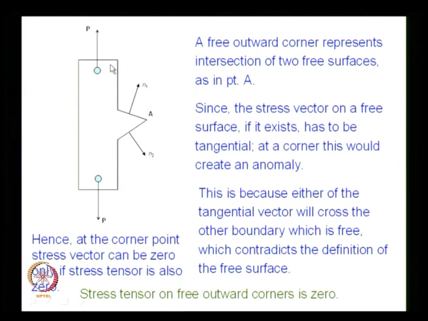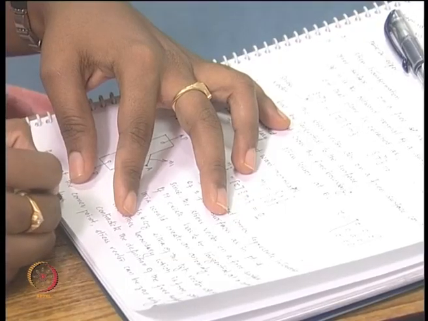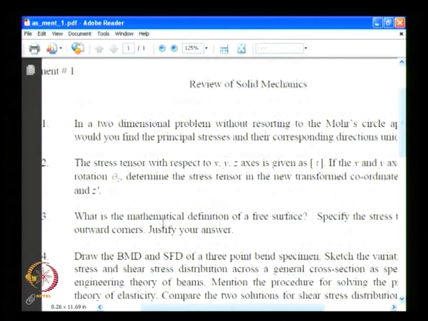In this particular loading arrangement, the entire surface also has 0 stress. But in general, at any free outward corner like this, you will have stress magnitude, the stress tensor, also 0, not only the stress vector. The stress tensor is also 0, and that is a very useful concept that you can take advantage of.